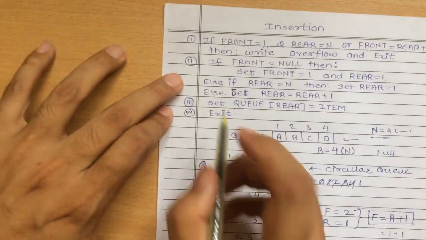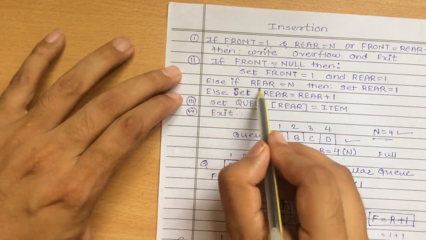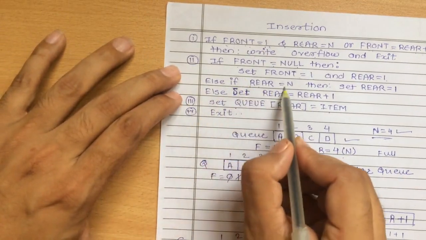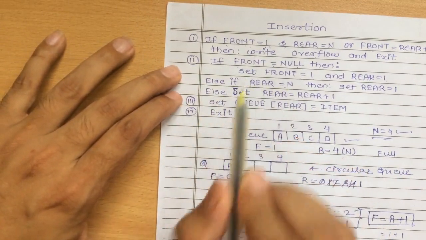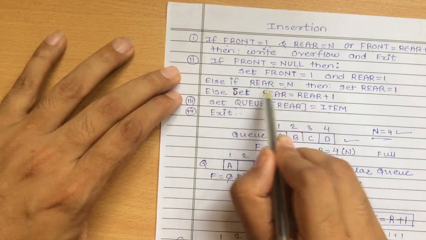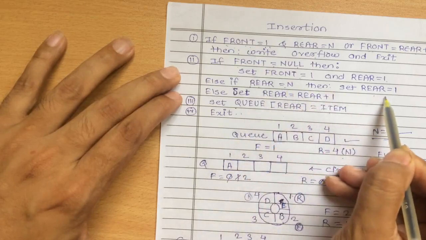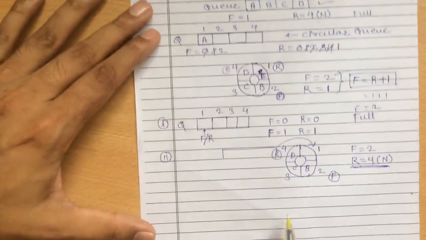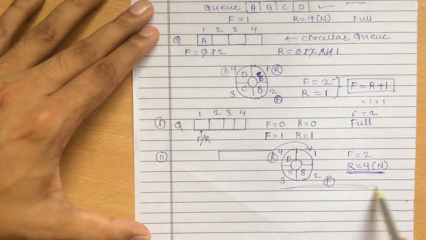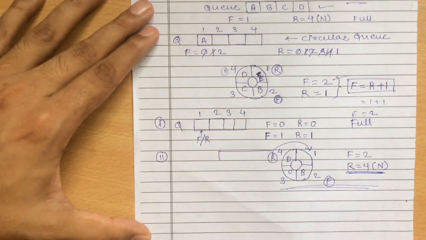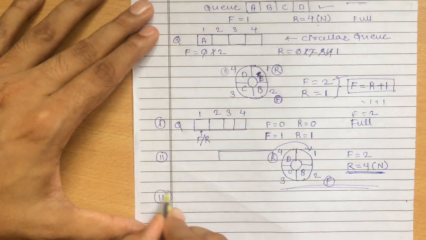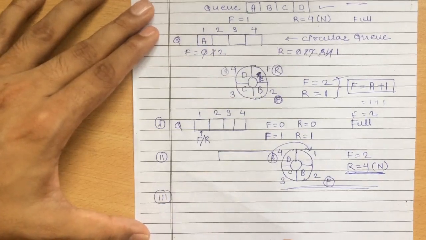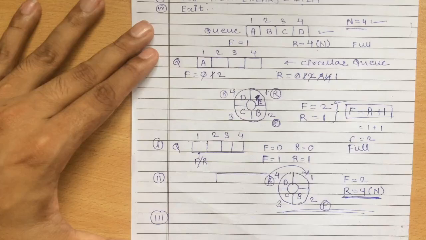So when rear is equal to n and space is available, I will simply set rear to the first location that I have shown over here. This is the second possibility, and again we have the third possibility. What third possibility do we have? It is simple.